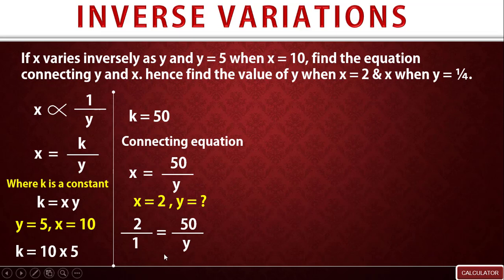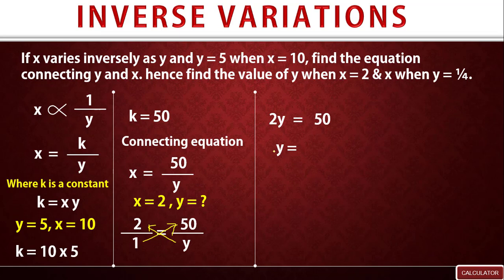So the reason why we're doing that, we want to cross multiply. So when we cross multiply, we have 1 multiplying the 50 and 2 multiplying the y. So we have y times 2, that will give 2y, and then 1 times 50, that will give 50. The next thing to do now is to divide both sides by the coefficient of y, and that coefficient is this 2.